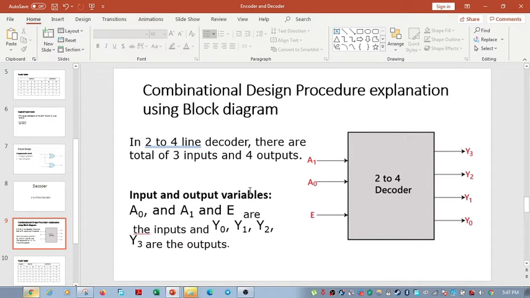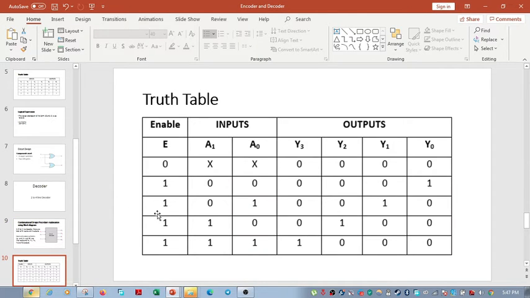The decoder has the format of n input lines and 2^n output lines. We also have an enable pin in this circuit. Looking at the truth table, when a1 and a0 are 0, the output we get is 0, 0, 0, 1, given that the enable pin is 1. If the input is 0, 1, we get 0, 0, 1, 0, given that the enable pin is 1.